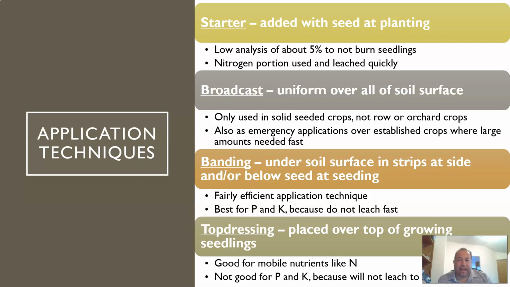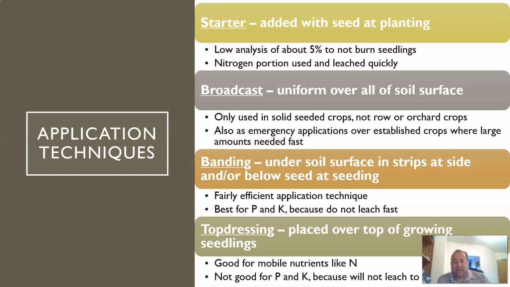So how do I apply fertilizer? There's 4 basic application techniques. You've got your starter, which you add with seed at planting. The nitrogen portion gets used and leached very quickly this way. Broadcast, that's something you'll hear a lot, which is basically just put uniform all over the surface. It's only used in solid seeded crops, not in row or orchard crops. But it's also used as emergency applications over established crops where large amounts are needed fast.